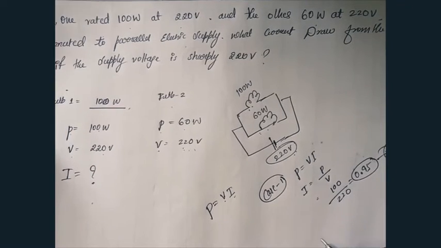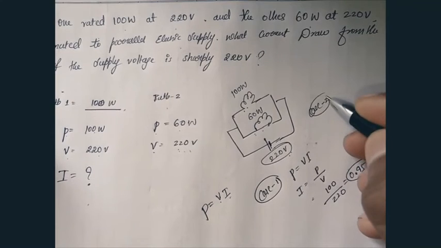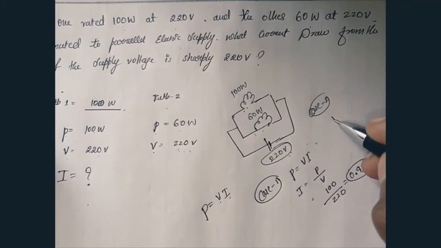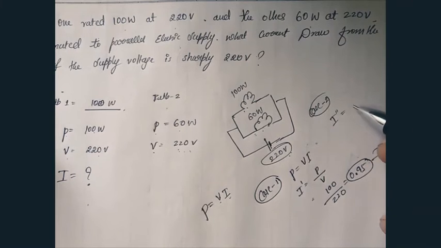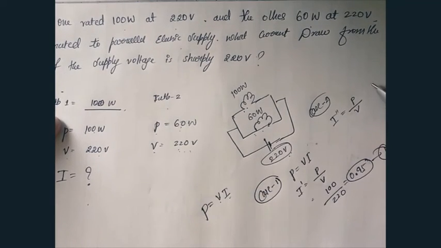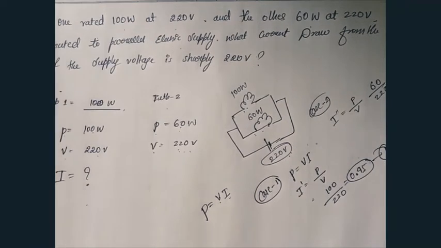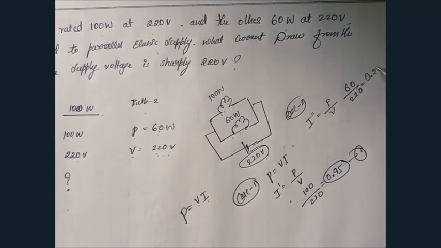Now for bulb 2, we move to case 2. So again I is equal to, here you take I dash, I double dash. So again P by V. So what is P again? It is 60 watt. You can see here. 60 by again 220. So what is 60 by 220? It is 0.27. Is that clear?